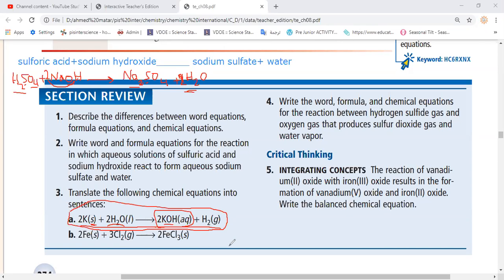Solid iron reacts with chlorine gas to produce solid iron chloride. So here we still have a little problem, which is we must determine the oxidation number or the valency of iron, because iron has two alternative valencies. It could be iron 2 or 3. So in that case, what is the kind of this iron?